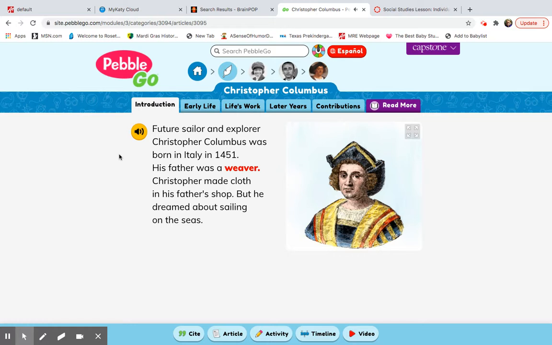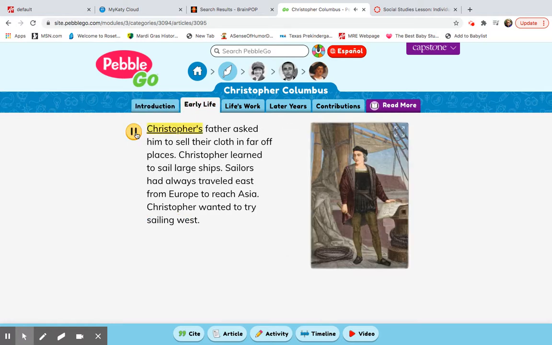Our next person is Christopher Columbus. Future sailor and explorer Christopher Columbus was born in Italy in 1451. His father was a weaver. Christopher made cloth in his father's shop, but he dreamed about sailing on the seas. Christopher's father asked him to sell their cloth in far-off places. Christopher learned to sail large ships. Sailors had always traveled east from Europe to reach Asia. Christopher wanted to try sailing west.